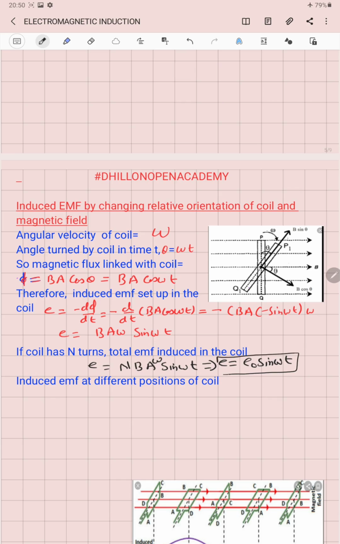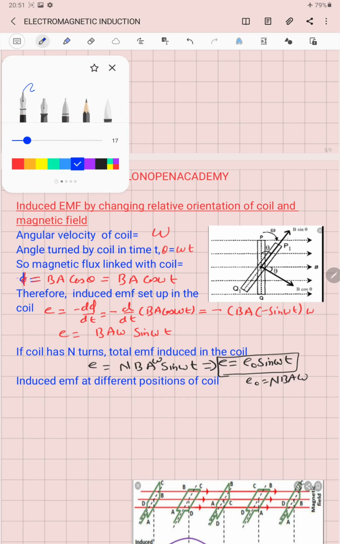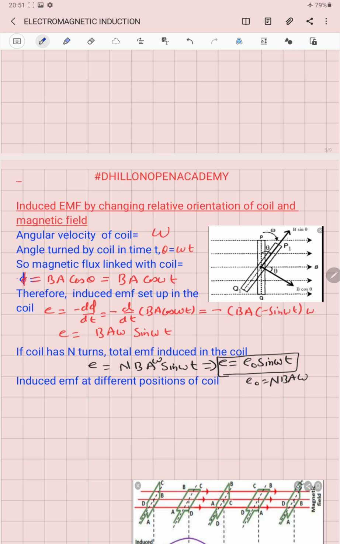This equation gives us the instantaneous EMF induced in the coil at any time t due to the rotation of the coil. Here E naught is equal to NBA omega, which is the maximum EMF induced in the coil. So by substituting the values of omega t at the various positions of the coil, we can find out the EMF induced. If omega t is equal to 0 degrees, then the EMF induced in the coil will be 0.